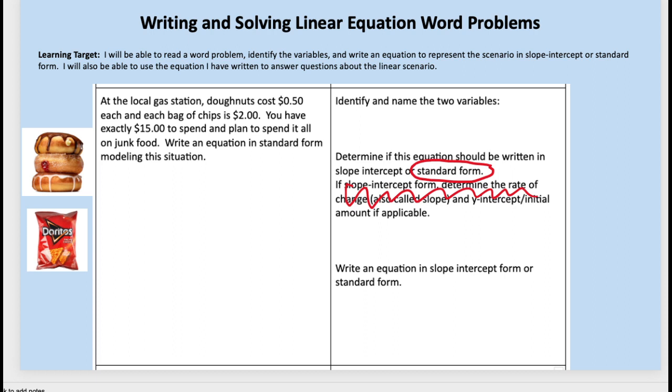You don't immediately see a rate of change or a slope, and you don't immediately see an initial amount or a starting amount or a y-intercept. So this is going to be in standard form.